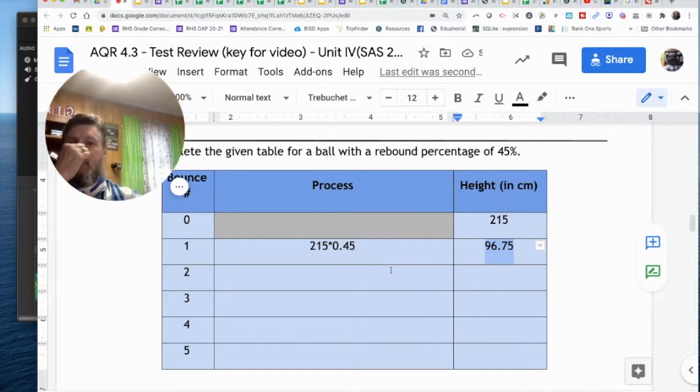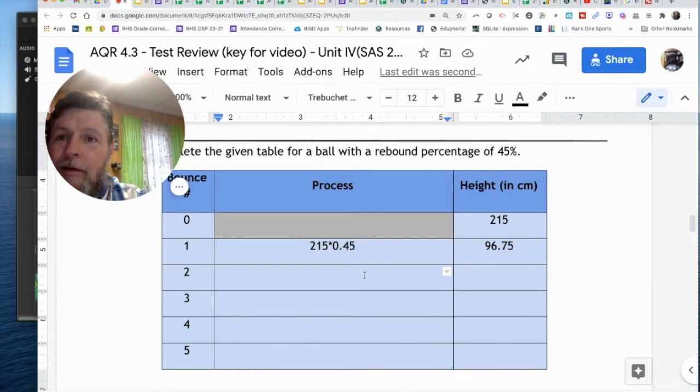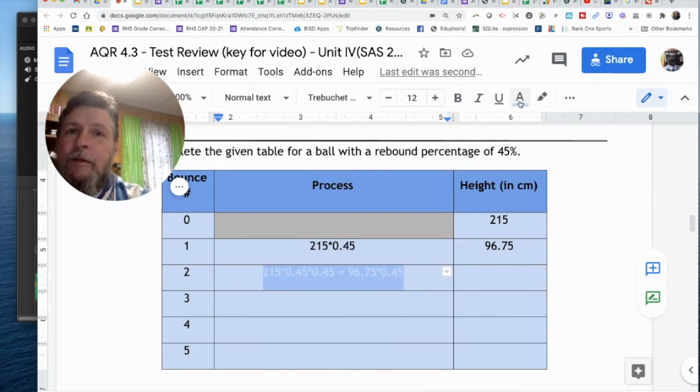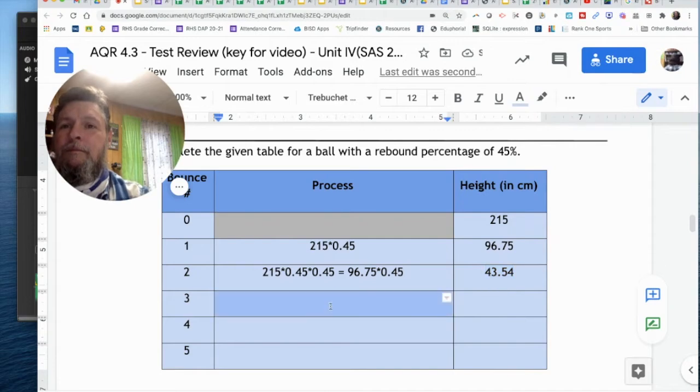And to find the second bounce, we just multiply this value, 215 times 0.45, times 0.45 again, which equals 96.75 times 0.45. And that gives us a value of, if I'm not mistaken, 43.54. Okay? Oh, that doesn't work. It would be nice if it did.